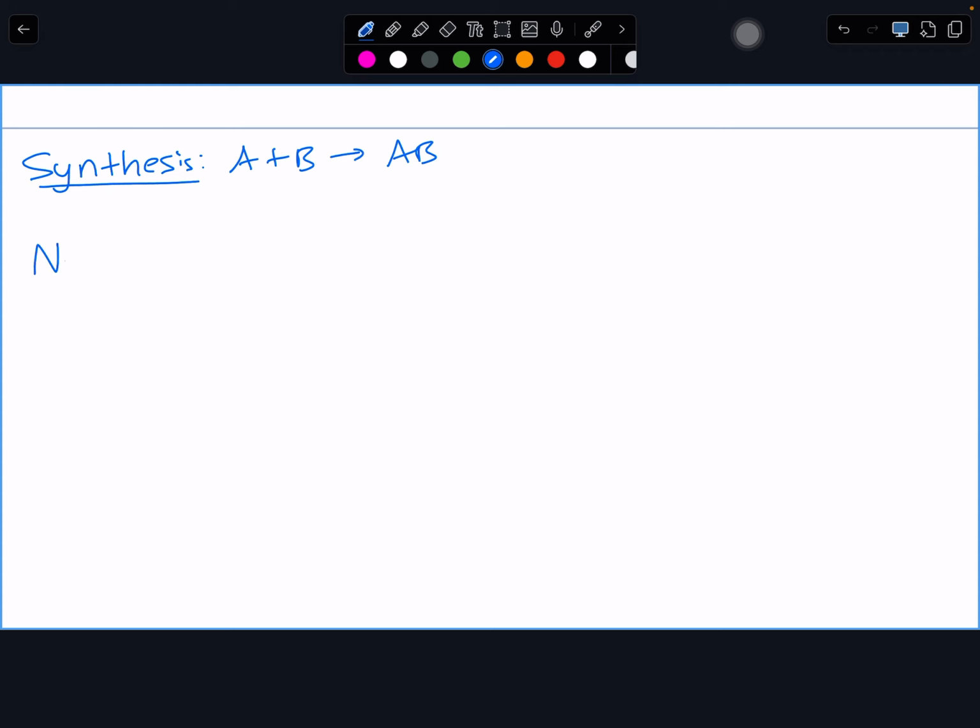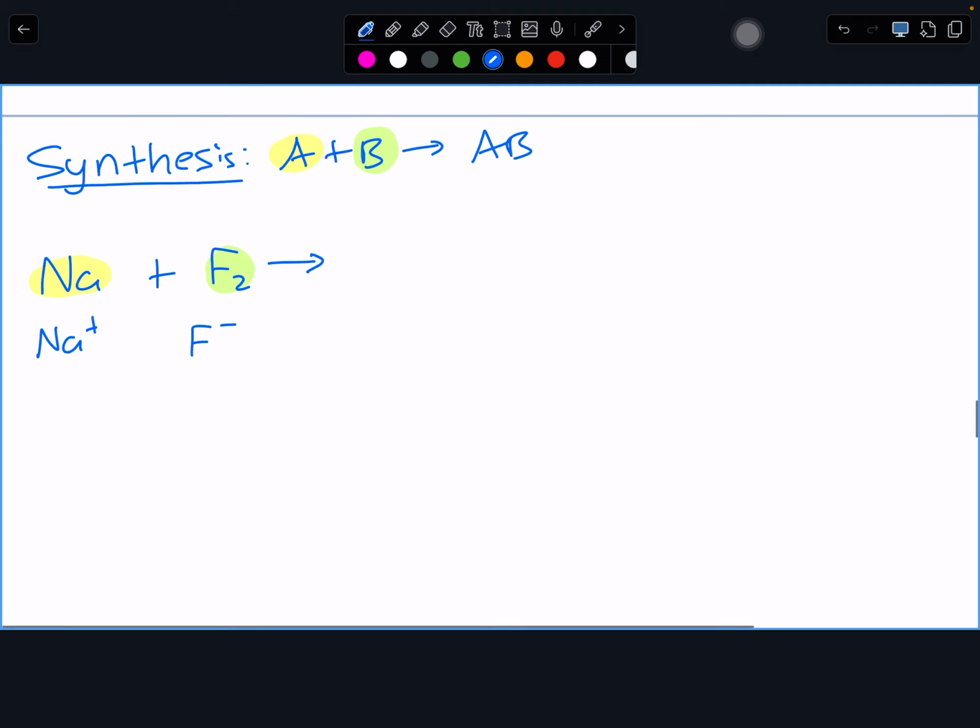So, for example, Na plus F2. What are those representing? My reactants, right? The A and B part. So A would be Na. And you use charges to get AB. Can you tell me the charge of Na? Plus 1. And F is? Minus 1. Right, so what's the formula? NaF2. No, no 2.